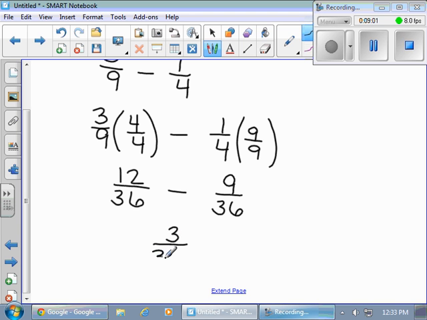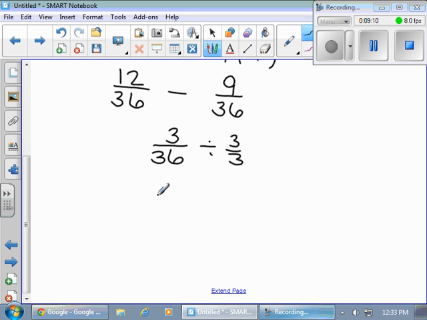336. Can that reduce? Yes, by 3. So I'm going to reduce by 3. So my answer is what? 1/12. Very good.